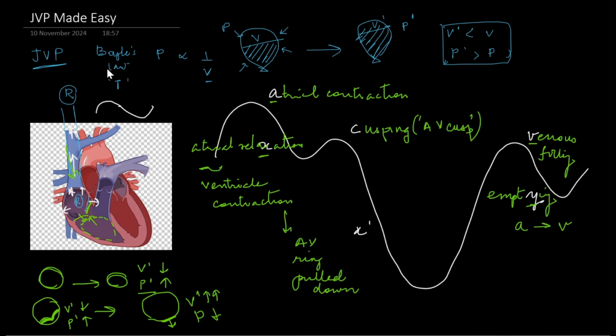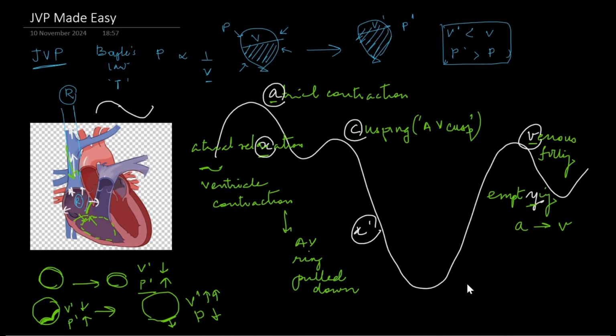So it's very easy to understand, right? This is the A, the C is for cusping, the V is for filling, and everything about relaxation is X and X dash. Okay, ventricle contracting, but the atria is relaxing. We were talking about the atrium in JVP. And then the venous filling and the venous emptying, producing the second part of the waveform.